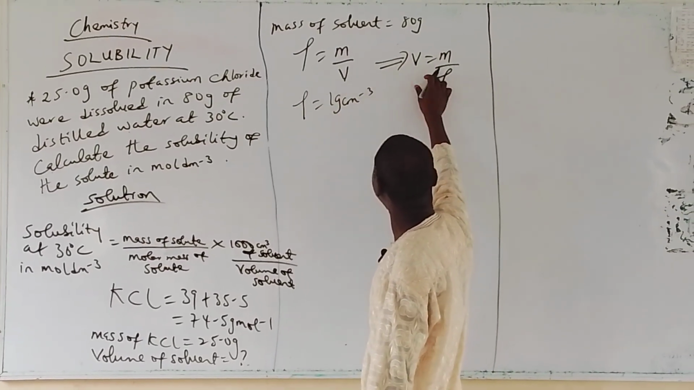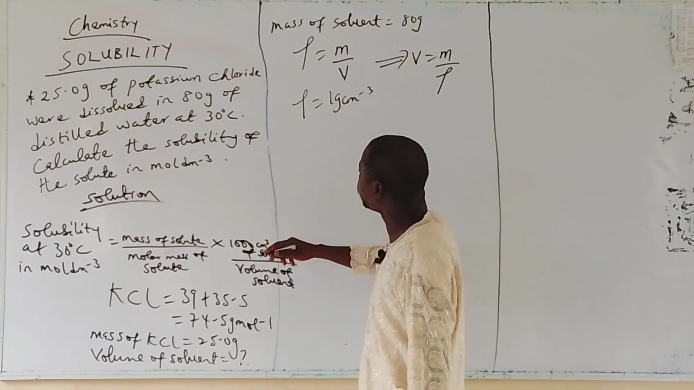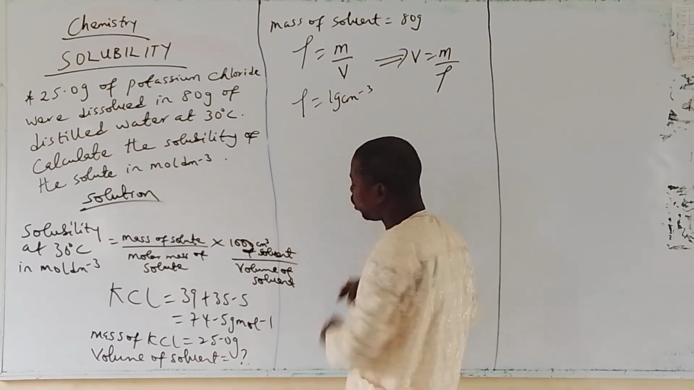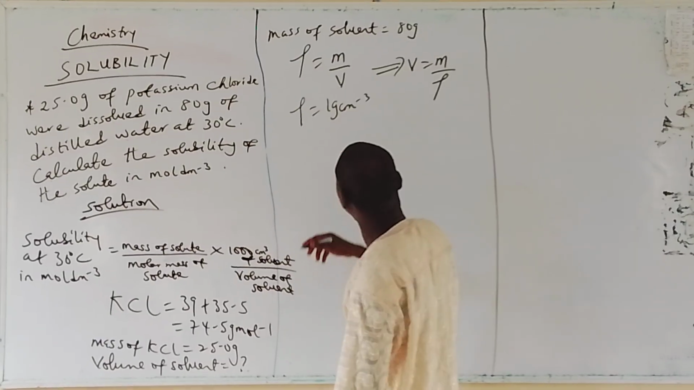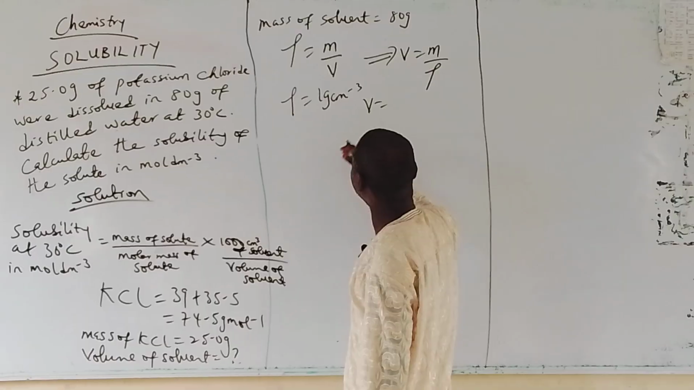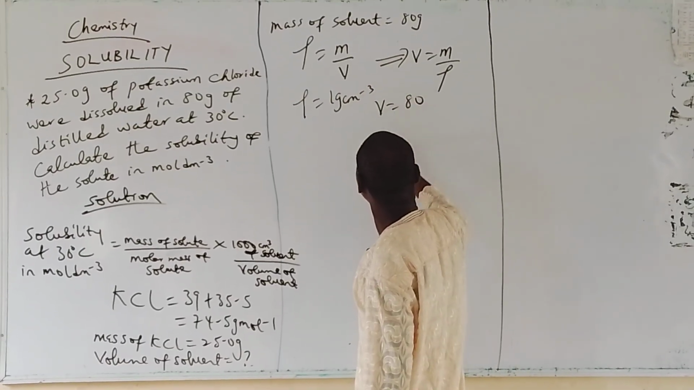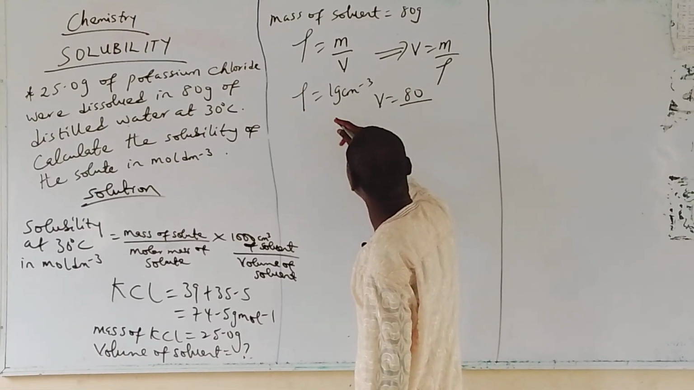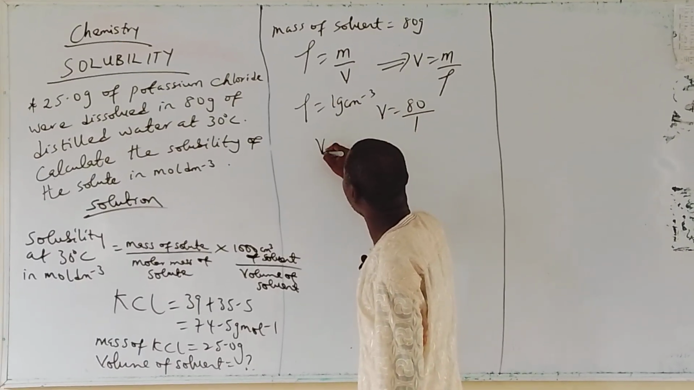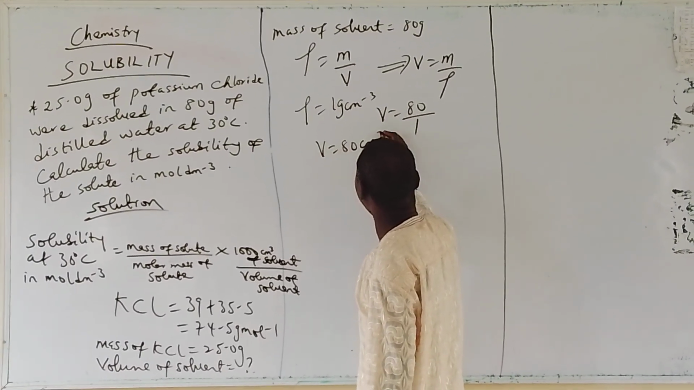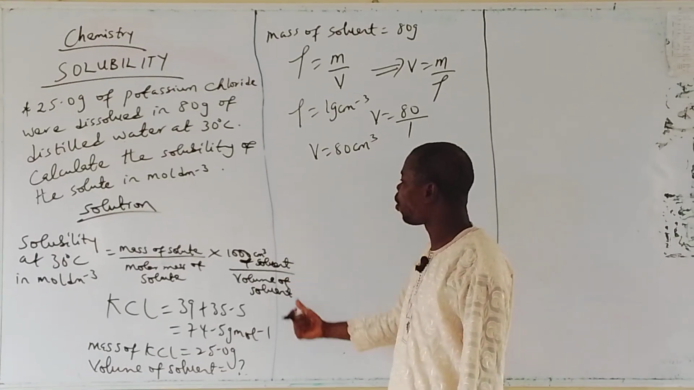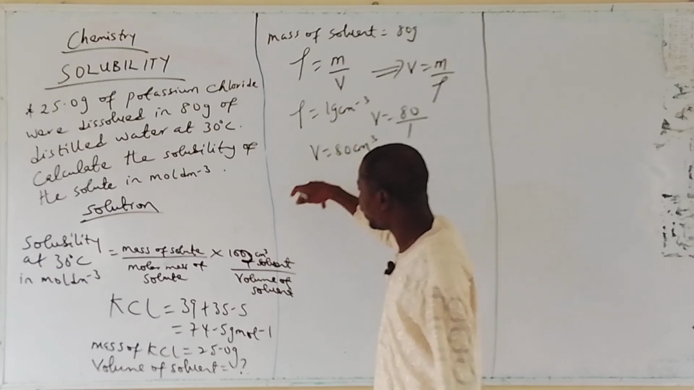Plugging in this value will give me the volume of the solvent. Once the volume of the solvent is gotten, I will just input it here to get the solubility. So volume is equal to mass over density. What is the mass of the solvent? 80. Then the density of the solvent is 1, because it's water. 80 divided by 1, so volume is equal to 80 cm³. So I've successfully determined the volume of that solvent. So I'll now plug in all those values here.